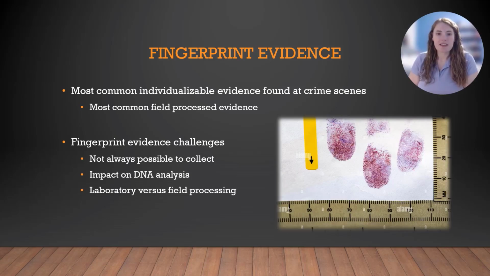The last challenge, and related to the one I just mentioned, is that there are a number of processing methods for fingerprints. Some of these can be done in the field, but others may require more specialized equipment or materials, and as such are usually done in a crime laboratory. Investigators should make determinations on what evidence to send in for laboratory processing based on the crime type, the scene characteristics, the other evidence that's located, and any other important crime scene factors.